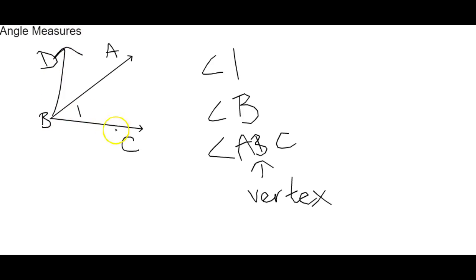You can use 3 letters if there's more than one line coming off the vertex. If there's multiple lines and we just say angle B, we may not know for sure which angle we're actually talking about. They can also give you the measure inside, so instead of angle 1 here, maybe this is 40 degrees. So the measure of angle B would be the 40 degrees. There's a lot of different types of setups for angles.